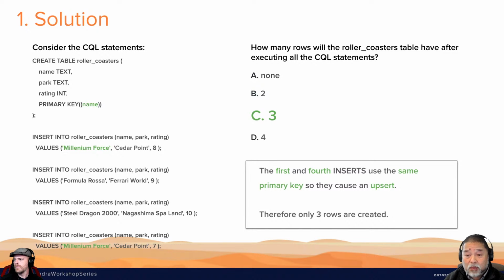In Cassandra, it's an upsert. So what happens is that the first 3 inserts create new rows, and the last insert updates the first row. So the correct answer is C, 3 rows are created.